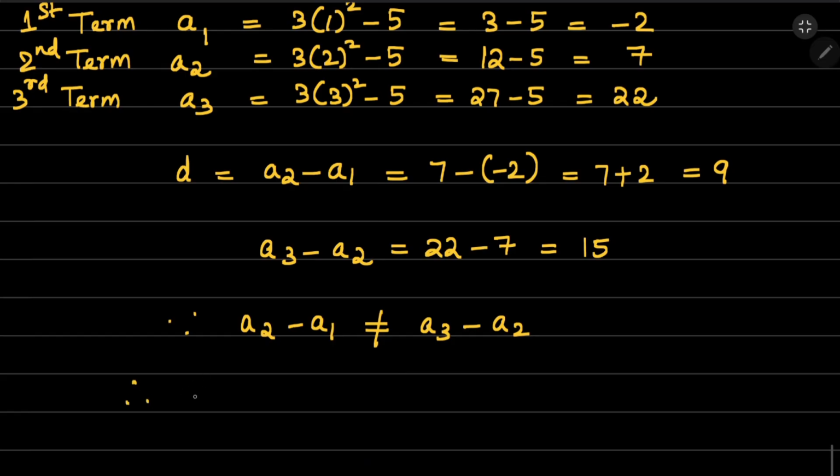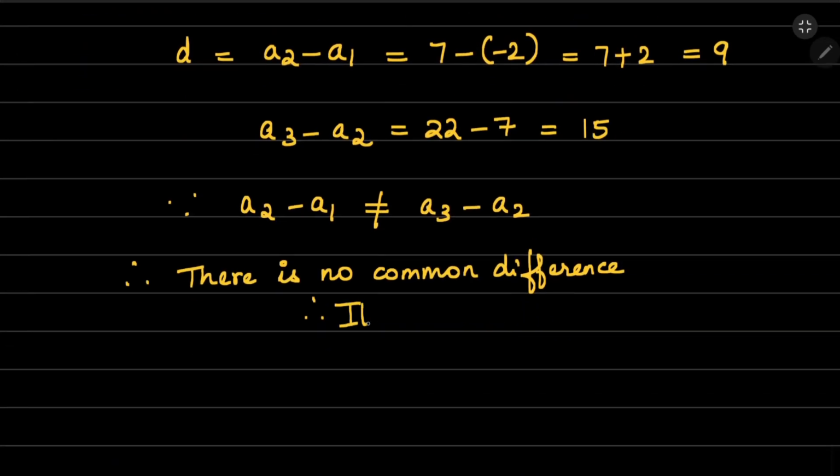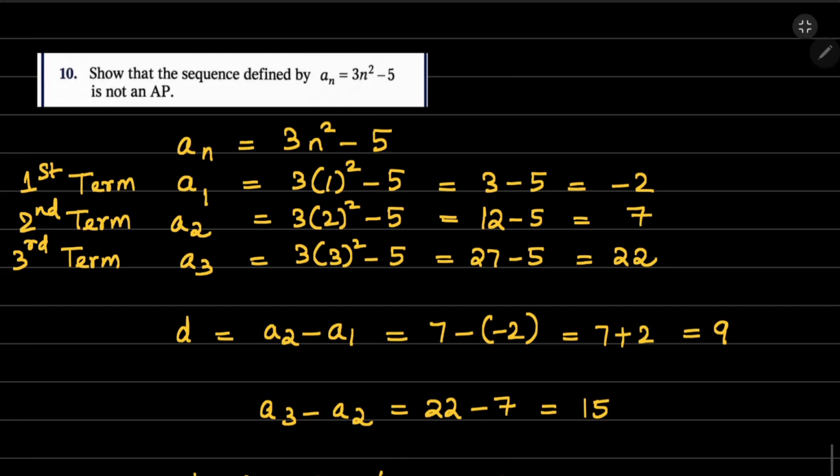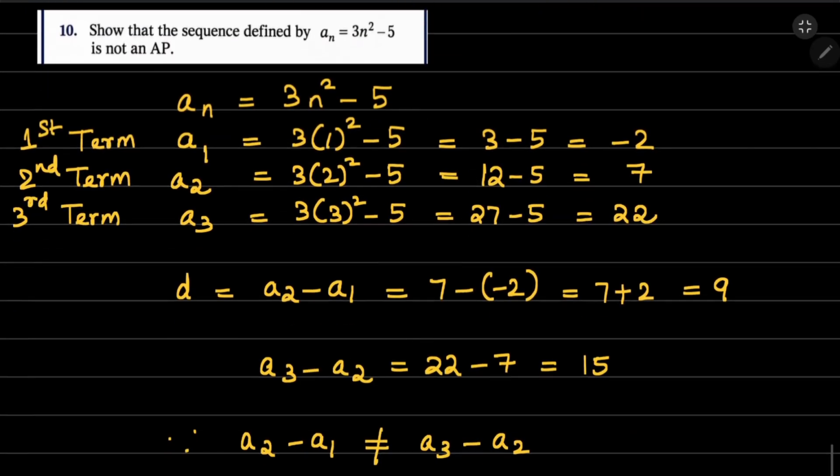it means that there is no common difference. Therefore, the given sequence is not an AP. The given sequence which is defined by an equal to 3n square minus 5 is not an AP. That's all. Right? Okay, and that's your answer. So this is how you have to do it.